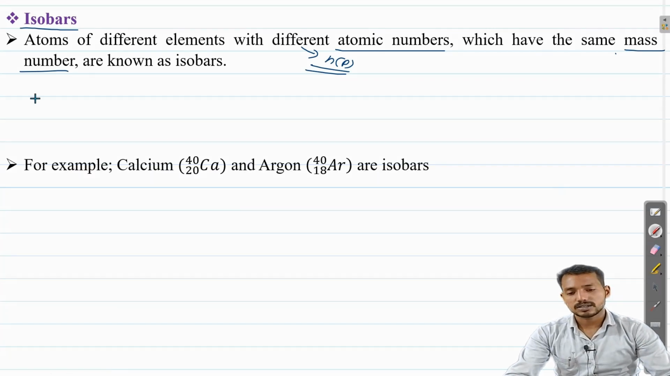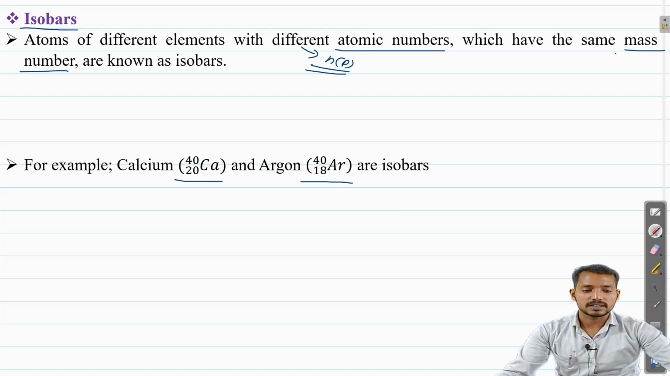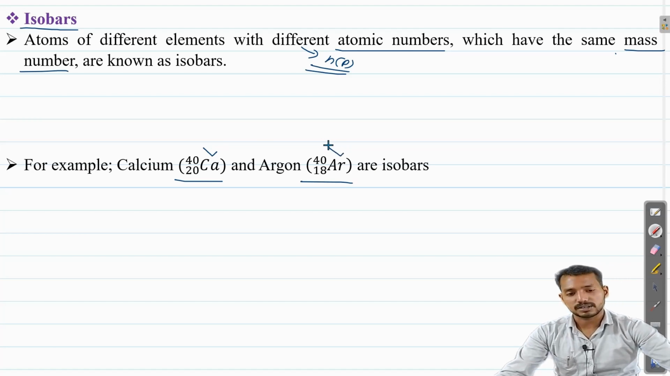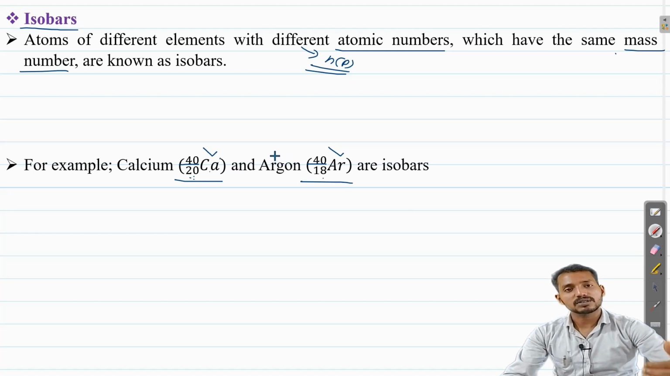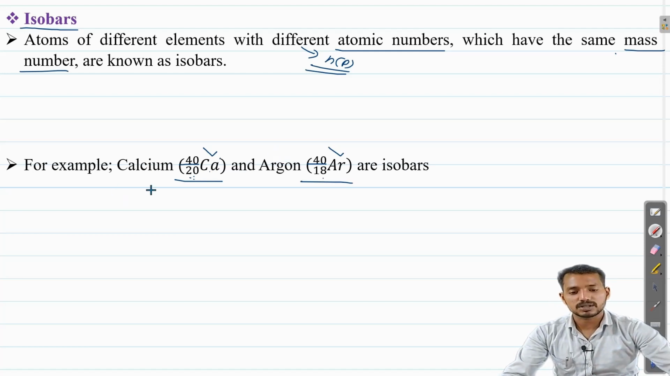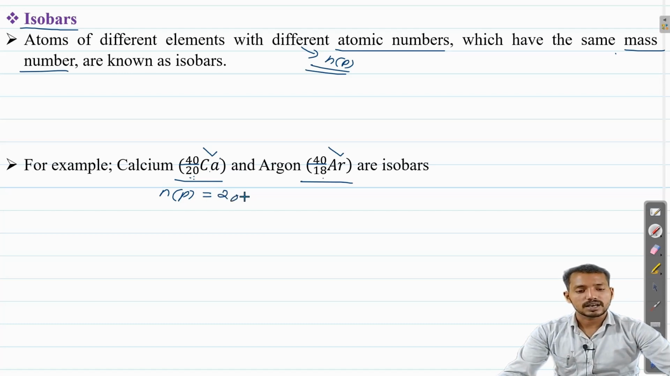Here, see, calcium and argon are isobars. Calcium is an atom of one element and argon is an atom of another element, so both are atoms of different elements. But see, the mass number is the same. But the atomic number of calcium is 20 and the atomic number of argon is 18. So both have different atomic numbers, which means the number of protons here is 20 and here the number of protons is 18.